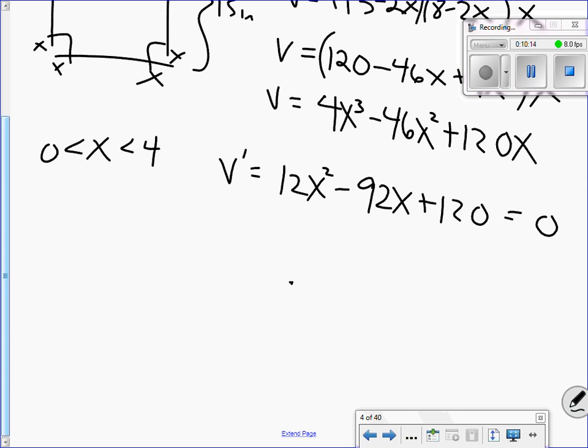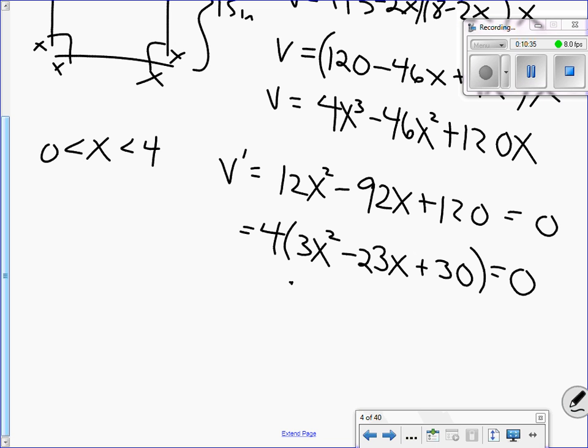Alrighty. Does anything go into every one of those terms? 4. So we have 3x squared minus 23x plus 30 equals 0. Yeah, we didn't do the quadratic formula. That's no problem. So I knew this was going to be where it was going to end up.